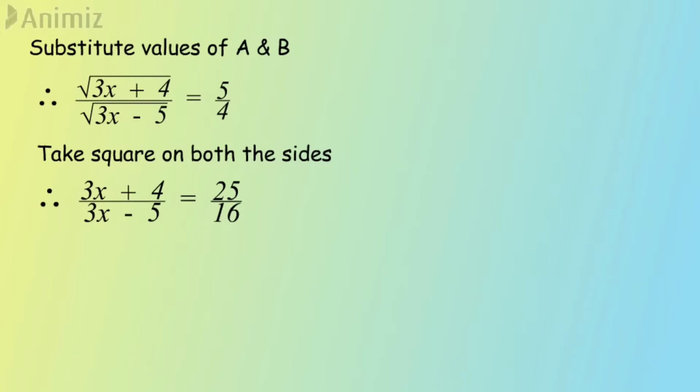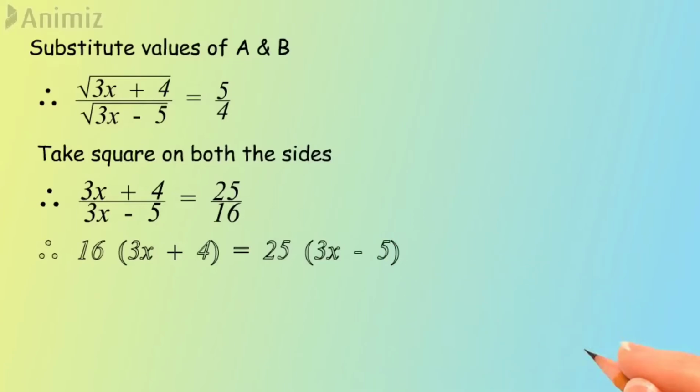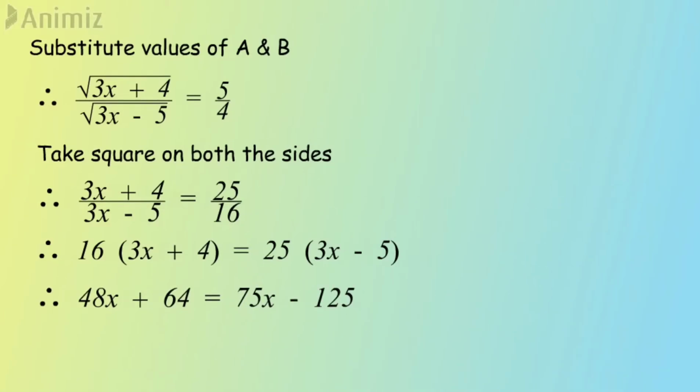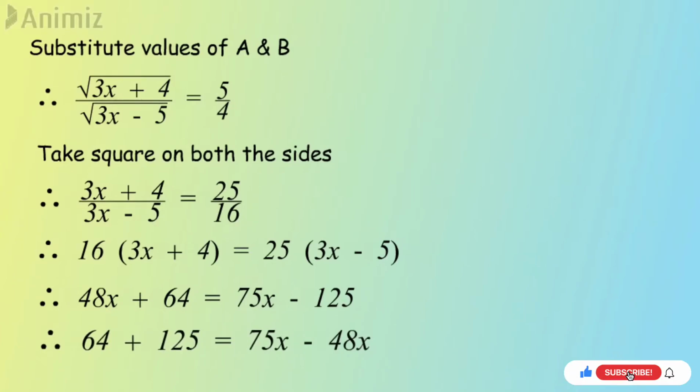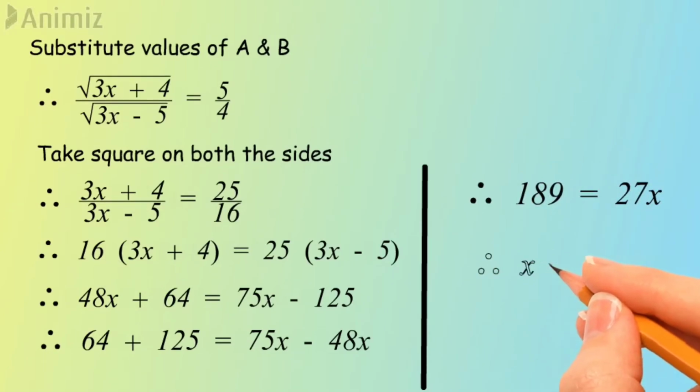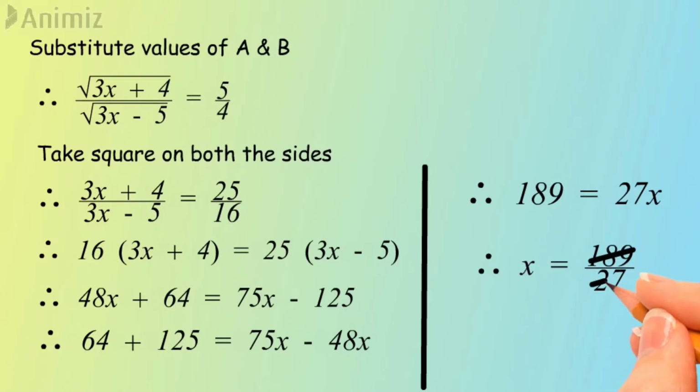Now we have to simplify this. 16 gets multiplied with the bracket 3x plus 4 and 25 gets multiplied with 3x minus 5. Now just multiply. You will get 48x plus 64 equal to 75x minus 125. Now transfer the x part to one side and the numbers to the other side. You will get 64 plus 125 equal to 75x minus 48x. This will give you 189 equal to 27x. So what will be your x? 189 by 27. When you reduce it, it simplifies to 7. So your value of x is 7.